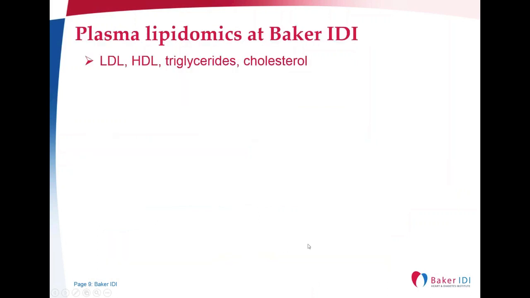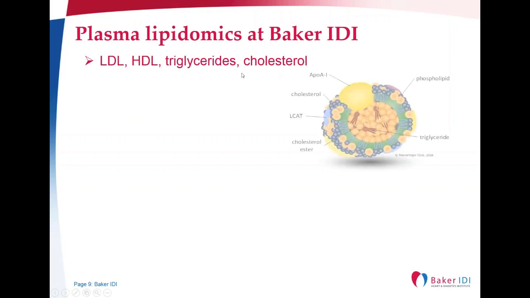And of course, the main sample that's available from those patient cohorts, either from population studies or from clinical trials, is plasma. And so quite early on, we decided to develop a plasma lipidomic platform at Baker IDI. Now, of course, we know that plasma contains these lipoprotein particles, LDL and HDL, low and high density lipoproteins. And these are clinical measures that are already used for risk assessment in type 2 diabetes and cardiovascular disease, along with triglycerides and cholesterol.